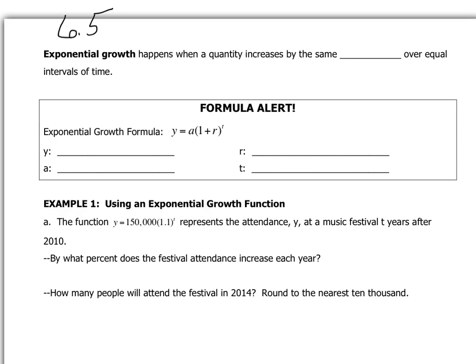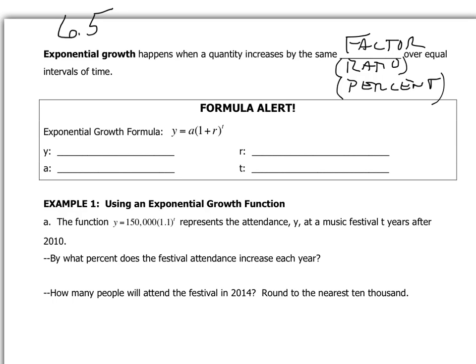Today we're going to be dealing with exponential growth, which is one of the exponential functions. Exponential growth happens when a quantity increases by the same factor over equal intervals of time. Sometimes we also say that they increase by the same ratio, or by a similar percent. But what we're going to notice is that these, just like the exponential functions, are increasing by a steady multiplication of a factor. So here we have the formula.